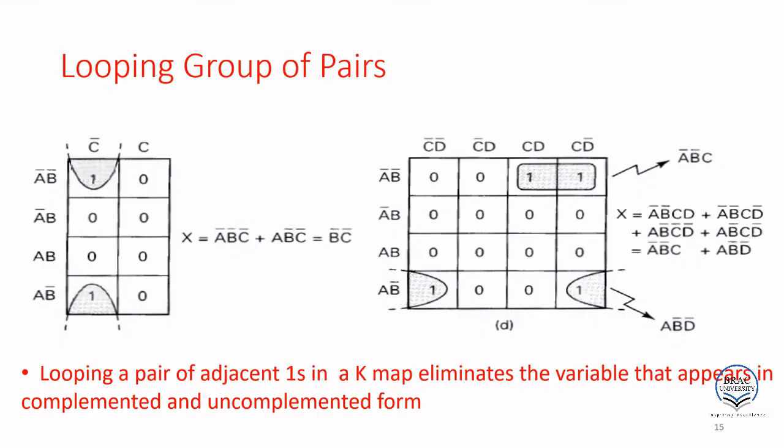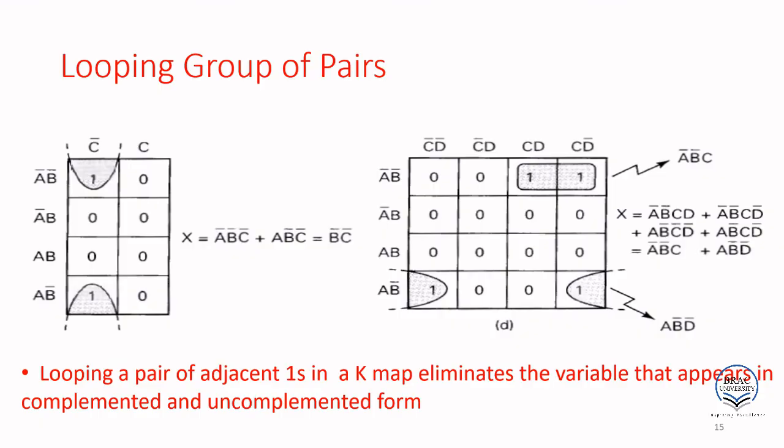Looking at a group of pairs. If you take this one and this one as a group, because you need to take 2 or 4 or 8, an even number of ones, to make a group, it becomes A prime B prime C prime and A B prime C prime. Simplify it, B prime C prime. And from this one it becomes A prime B prime C D plus A prime B prime C D prime. For this one, A B prime C prime D prime, A B prime C D prime.